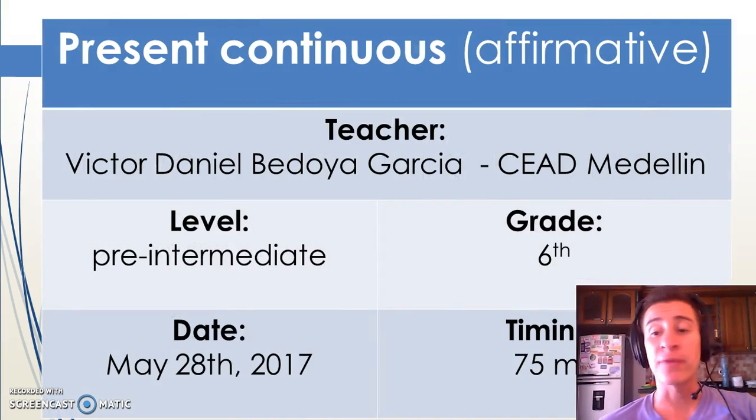Here we have the general information of the lesson planning. As I already told you, we'll be working on the present continuous, precisely in the affirmative form. Here you have my name, the level, which is pre-intermediate, the grade, which is sixth grade, the date, May 28th, 2017, and the timing, which is going to be around 25 minutes in total.